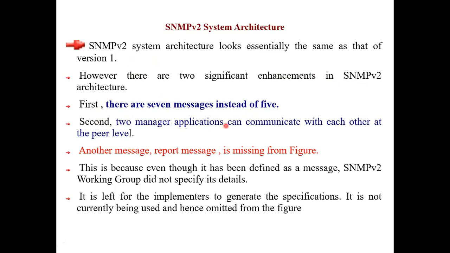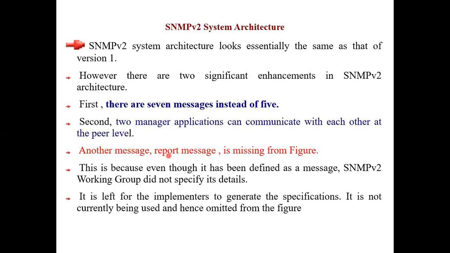Second, the two manager applications can communicate with each other at the peer level. Another message, the report message, is missing. If I compare with OSI architecture, we had studied a similar architecture there, but we used M event report, M set, M get, M delete, M create. So M create and M delete are something similar to M set and response. Only the create option is not there because we cannot create anything in the internet. So that feature was not there.